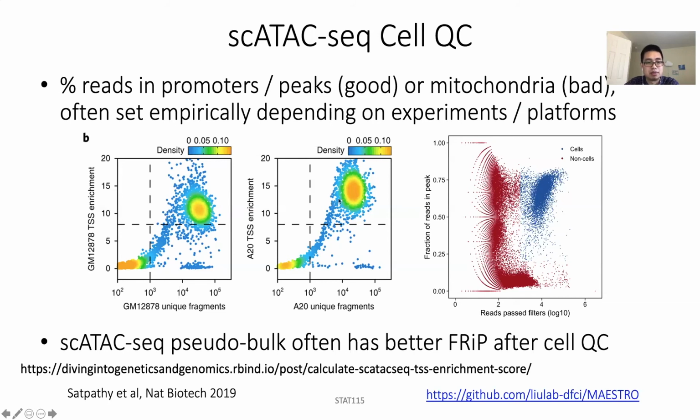Then we generate this peak by cell count matrix, which is really sparse and gives us some challenges. We can then do dimension reduction, clustering, and visualization. After you cluster cells into different clusters, you want to do differential peaks and annotate each cluster with a master transcription factor.